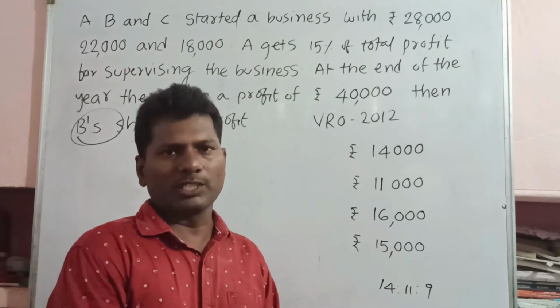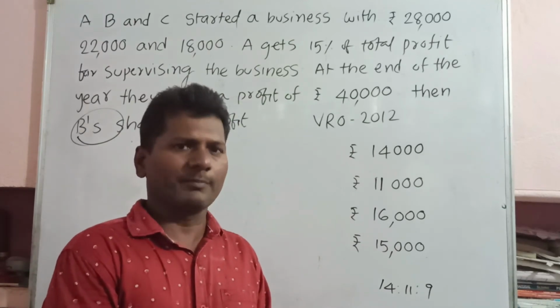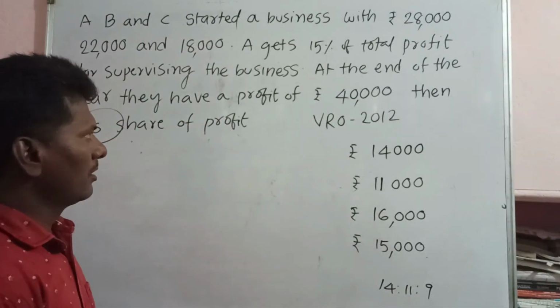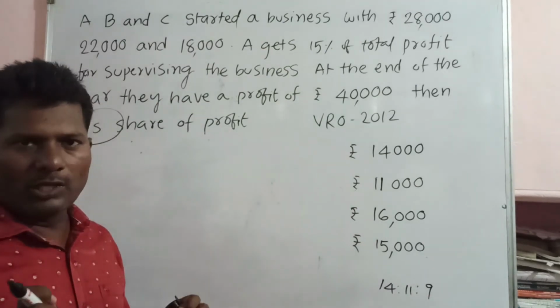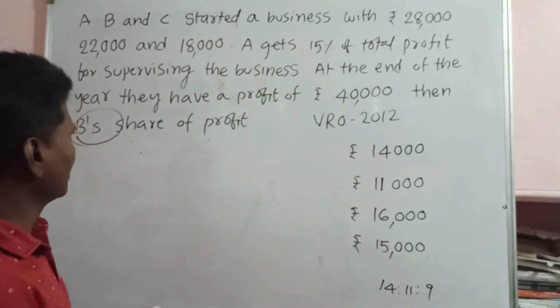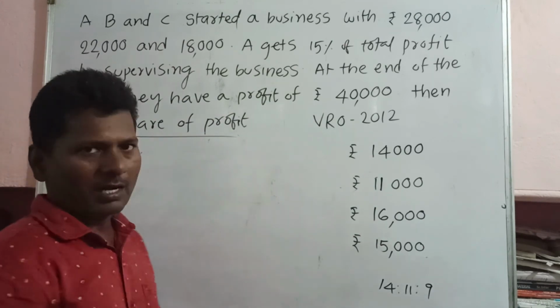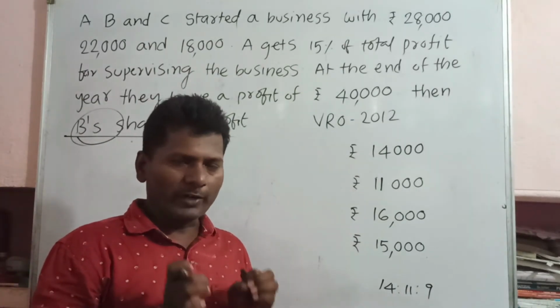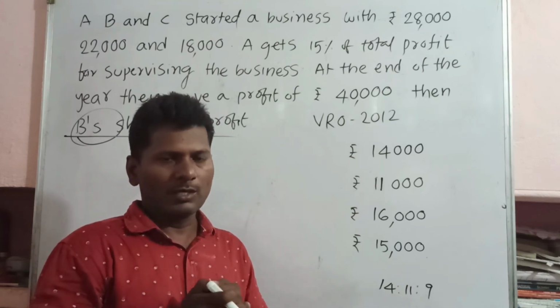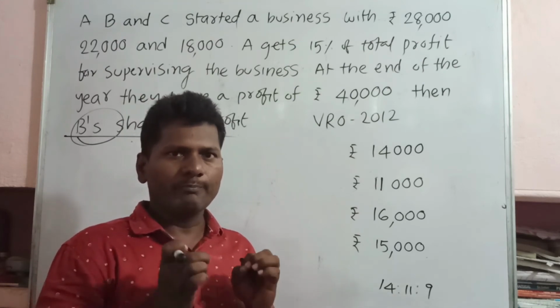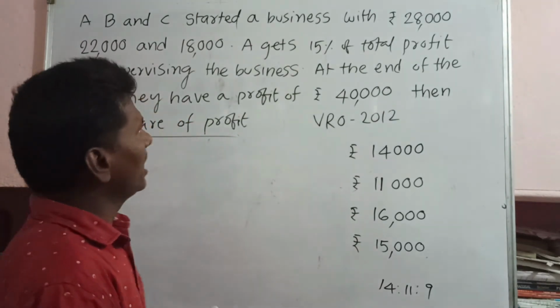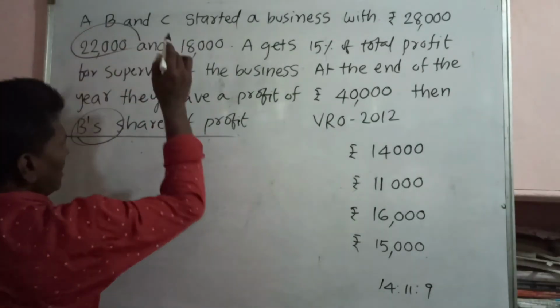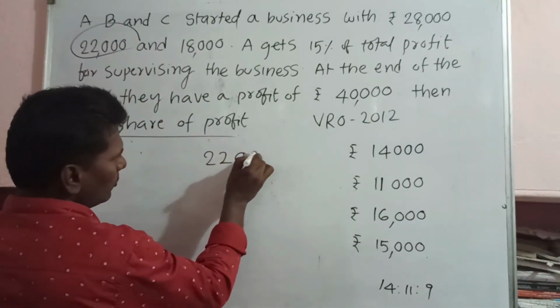Let us solve this question using the shortcut method. Here read only the last line. The last line is B's share of profit. B's profit we have to find out. To find out B's profit, we require only B's investment. Here it is given that B's investment is 22,000.